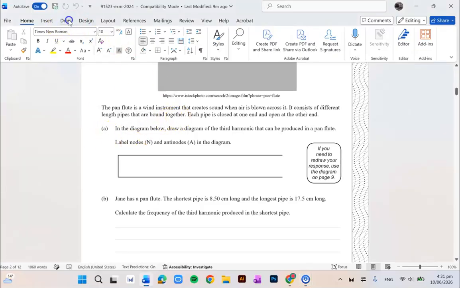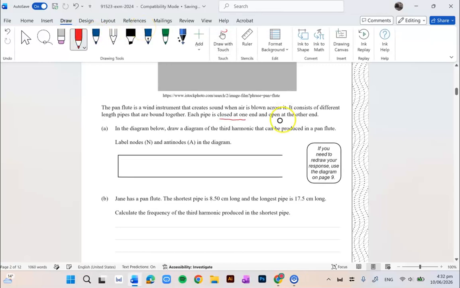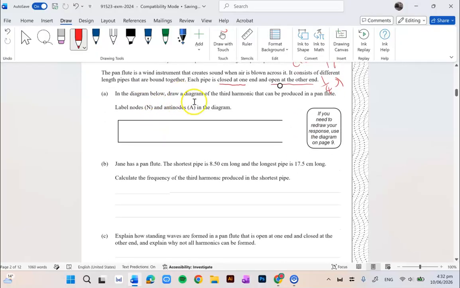So here's the important information that I care about. Each pipe is closed at one end and open at the other end. So it's a closed pipe, which means it will only have quarter wavelength harmonics. In the diagram below, draw a diagram of the third harmonic that can be produced. And then you also have to label the nodes and antinodes. So the third harmonic is just going to be 3 times the fundamental frequency, or the first harmonic. So it's going to look something like this.